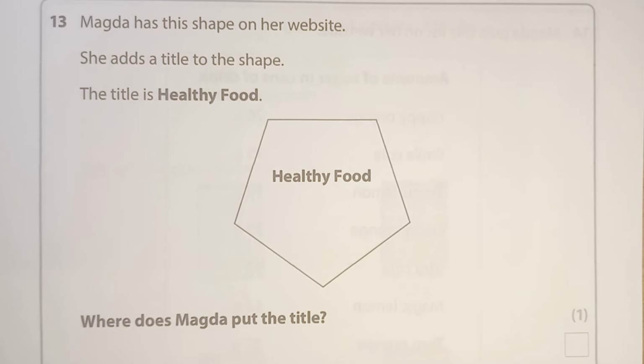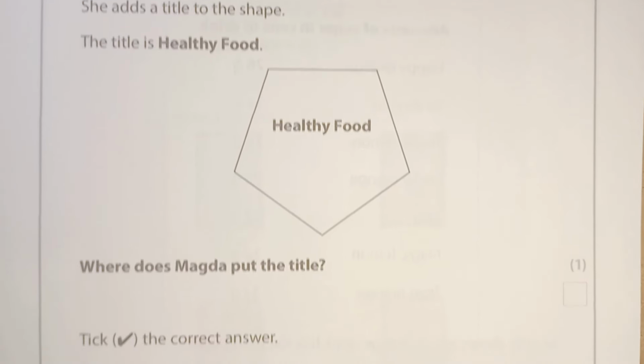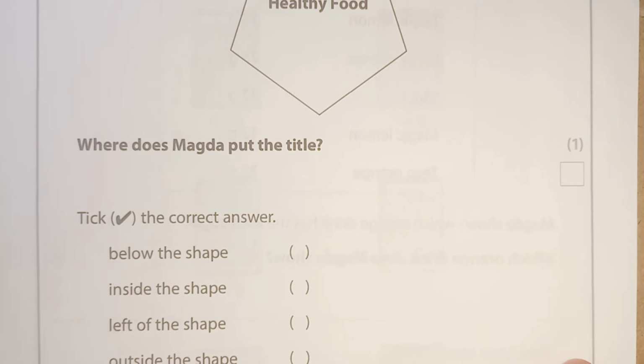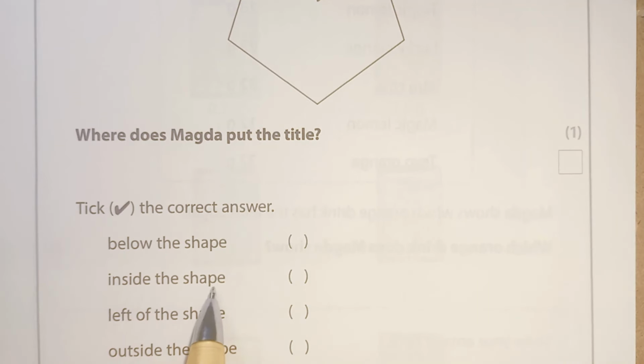Question 13. Magda has this shape on her website. She adds a title to the shape. The title is Healthy Food. Where does Magda put the title? Now we need the options here for it to make a bit more sense. So have we put the title, so here, is it below the shape, inside the shape, left of the shape, or outside of the shape?